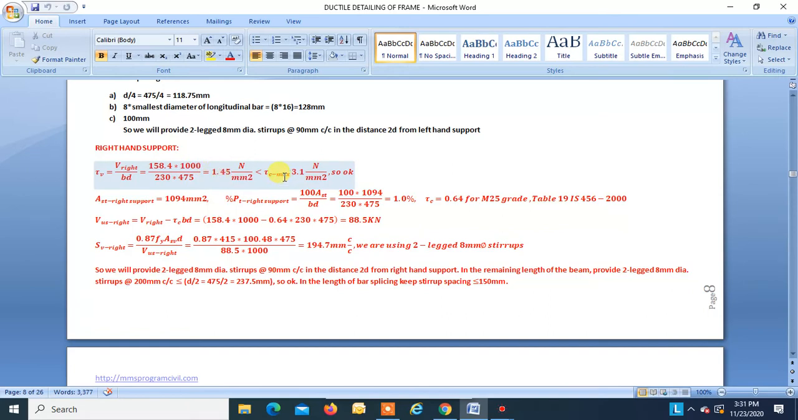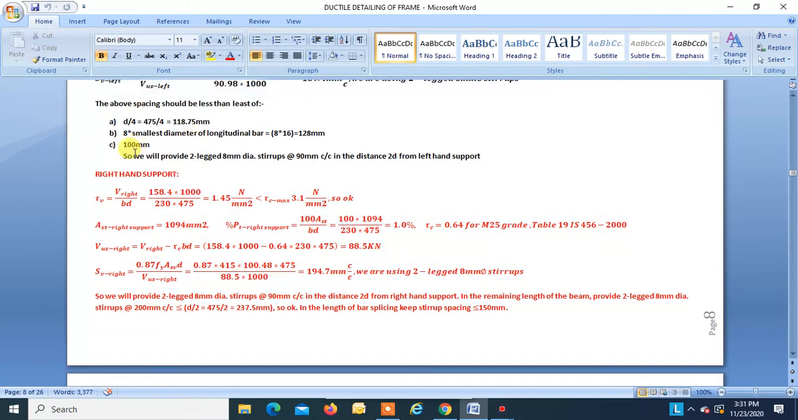So we will have to provide shear reinforcement to take the shear force VUS, which is equal to V minus tau C bd, which is equal to 88.5 kilonewton. Spacing found is 194.7 mm center to center. We are using 2-legged 8 mm dia stirrups, but this spacing has to be less than the least of these, that is 100 mm. So again we will provide 2-legged 8 mm dia stirrups at about 90 mm center to center in the distance 2D from the right hand support.